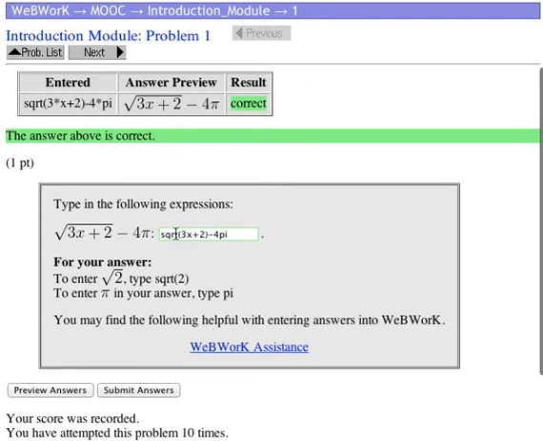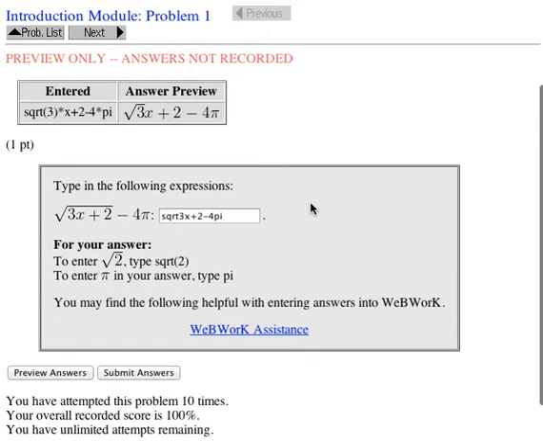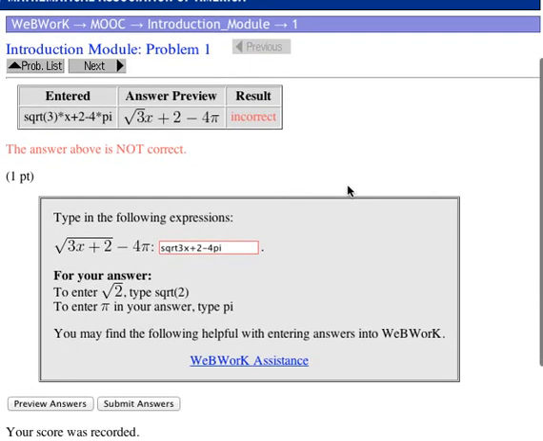Now let's just take a look at what would happen if I did not use the parentheses around that 3x plus 2. In previewing, I see I only have the square root of 3, then times x, adding to 2 and subtracting 4 pi. If I would have submitted this answer, I would get an incorrect result, which means I need to keep working on this until I find that correct result. We have a few more problems to look at. You can find those problems by going to the next button or going back to our problem list.